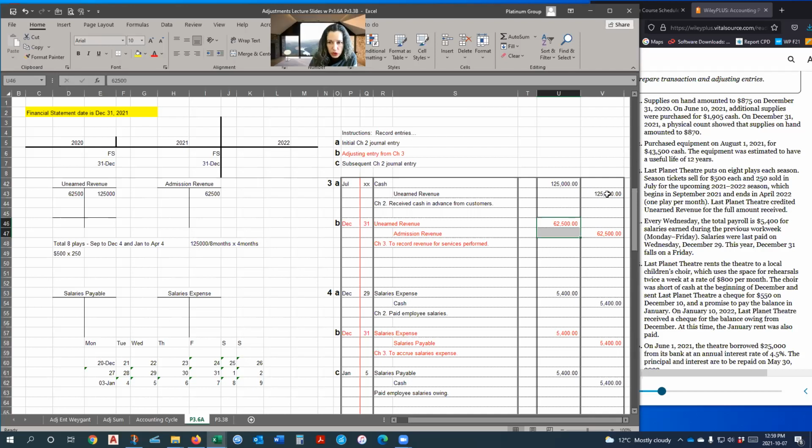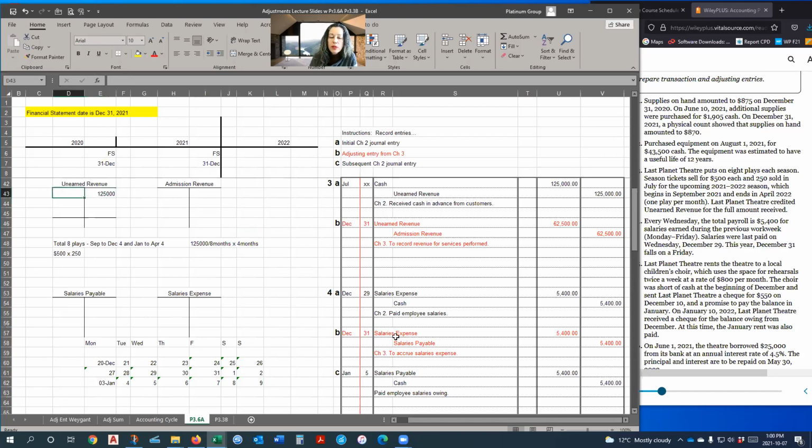Well, in chapter 2, you credited an account called unearned revenue for $125,000. On December 31st, you look at that account and you say it's too high. How much do we owe? Unearned revenue is a liability account. How much do we owe? There were 8 plays. We performed half of them. So we only owe half of that amount. That amount is too high.